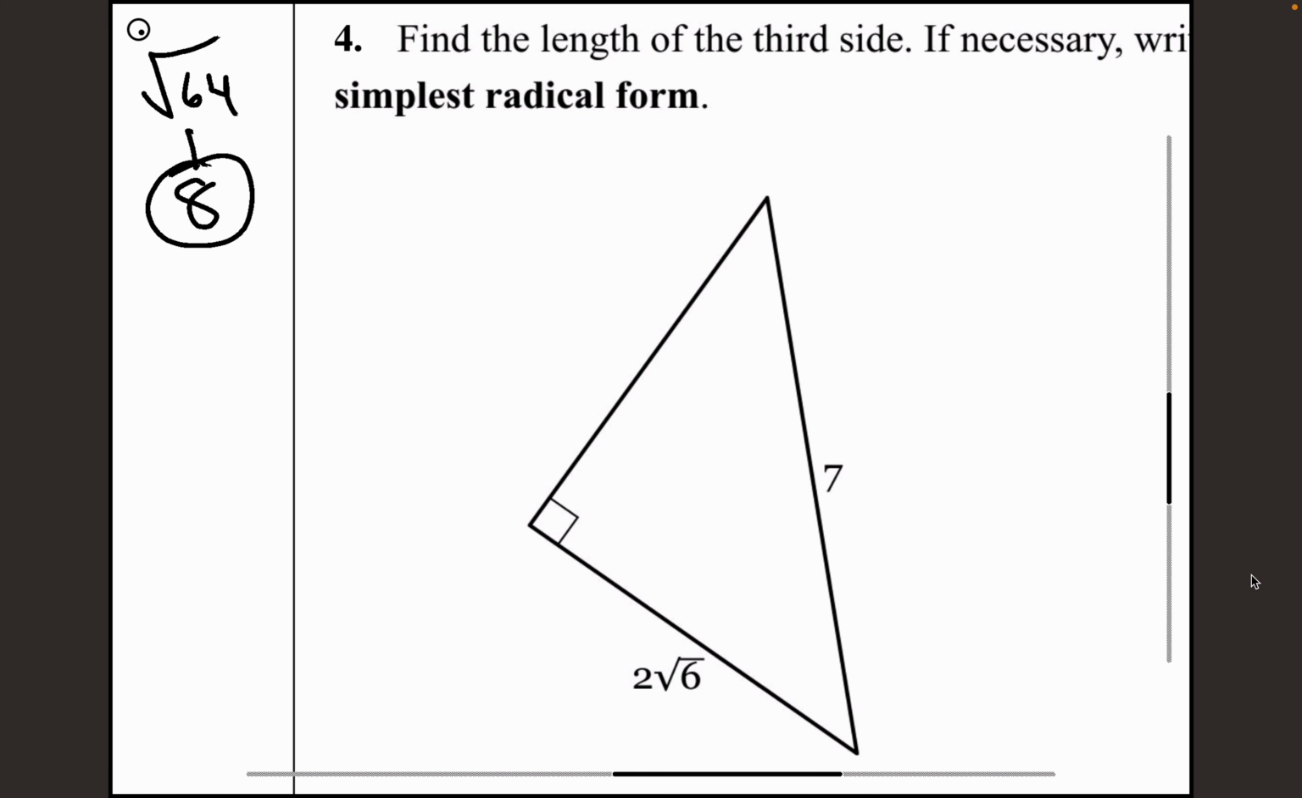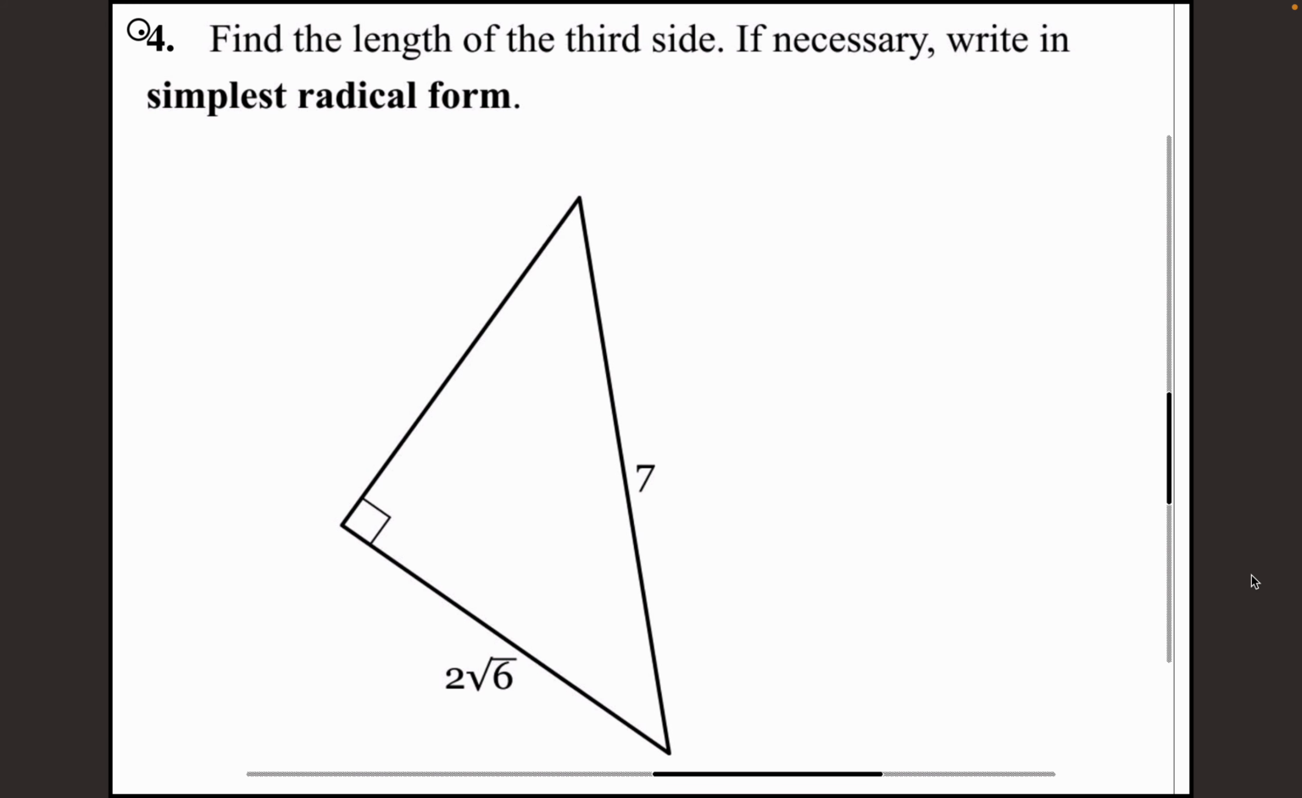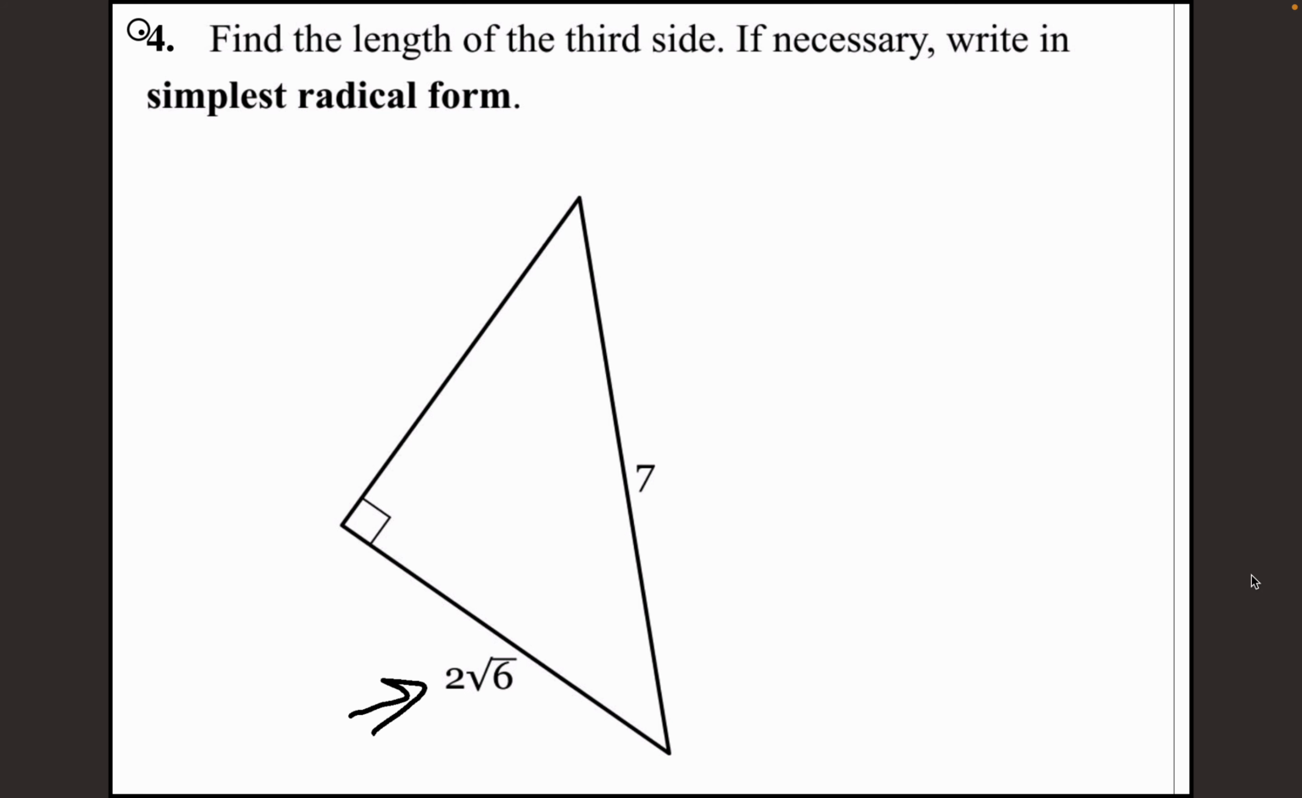This one's going to be very similar, but just a tiny bit different. Let's look at this one, because this time we have a simplified radical. So we need to figure out what we're going to do here. Again, I have my hypotenuse, so let's name this leg A. We're going to solve for A again. So I have A squared plus, now I need to put my other leg, so that's going to be 2 square root 6 squared equals 7 squared, because that's my hypotenuse.